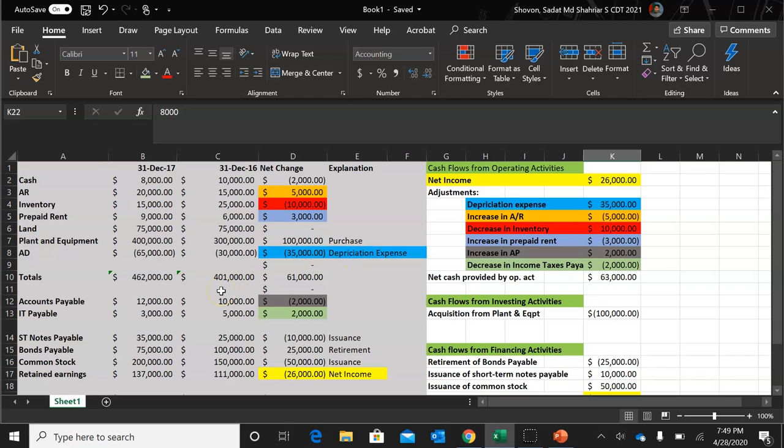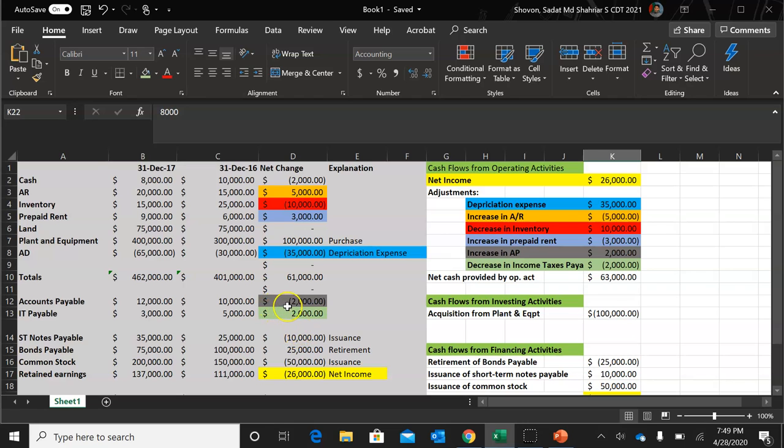For our liabilities and owner's equity, it's the opposite of the assets. That means we should deduct the liabilities and owner's equity of the recent year from the liabilities and owner's equity of the last year or earlier year. So we deduct 12,000 from 10,000 for accounts payable, and then we deduct 3,000 from 5,000 for IT payable, and this will give us all these values that we found.